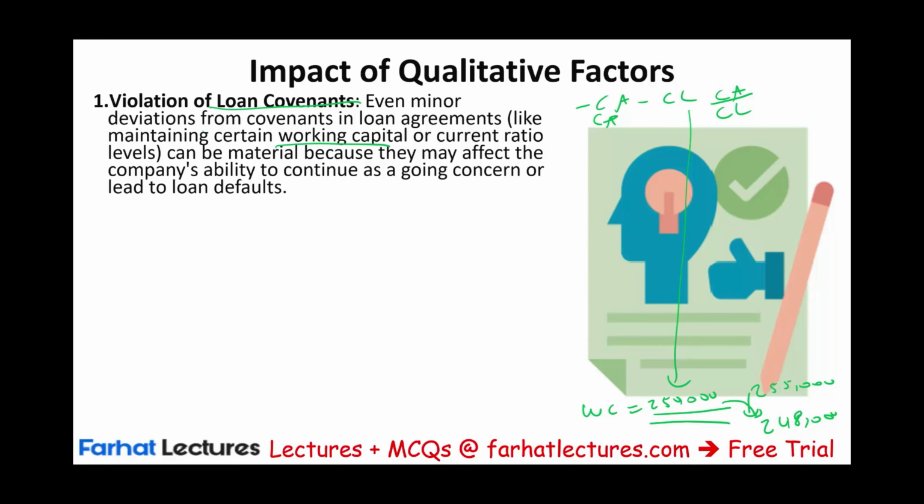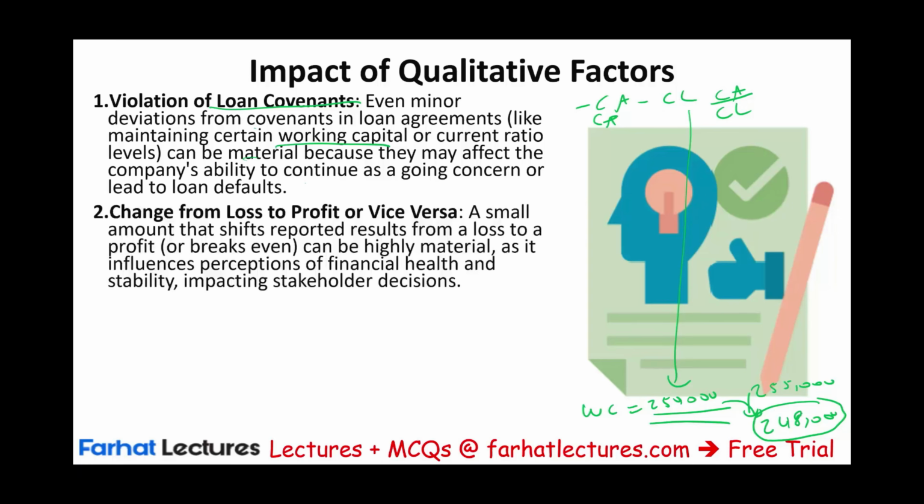So even a minor deviation from the covenant in a loan agreement can be material because it affects the company's ability to continue as a going concern or leads to a loan default. What's going to happen is this. If you reported working capital at 248, then the lender might impose additional penalties, might ask for them to pay the loan, impose a higher rate. So that's important. That becomes material. And you have to be fair to the lenders because you want to protect them. It becomes an important, a material figure.